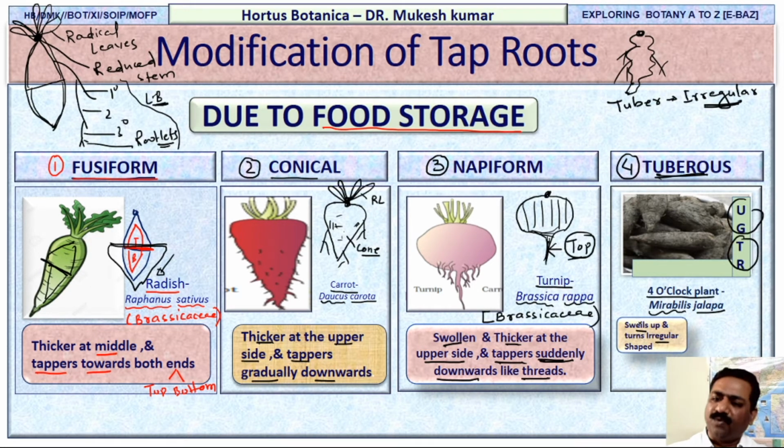So we have these four types of modified taproot that modify due to food storage and get a specific shape: a spindle shape in fusiform as in radish, a cone shape as in carrot, a top shape as in napiform, and an irregular structure, tuberous, as in the four o'clock plant, that is Mirabilis jalapa. So this is the modification due to food storage.